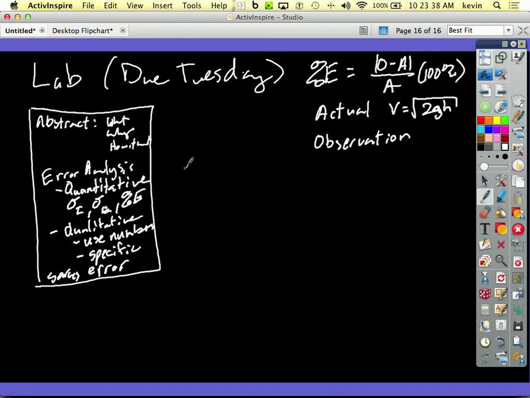So make sure that these quantitative things, a data table would be really helpful. Which is nothing more than 4 columns, 2 rows, 1 column, 3 rows, whatever. Just something simple.